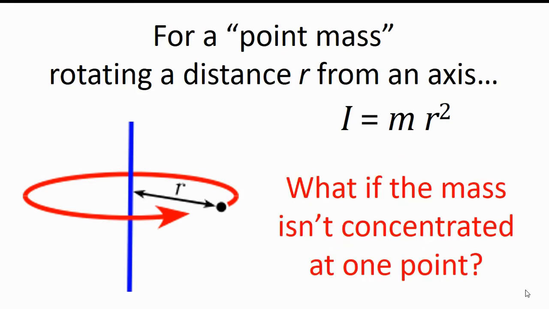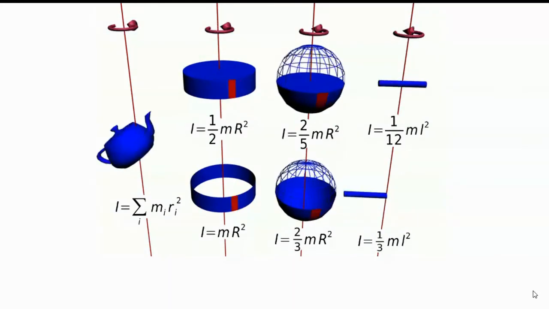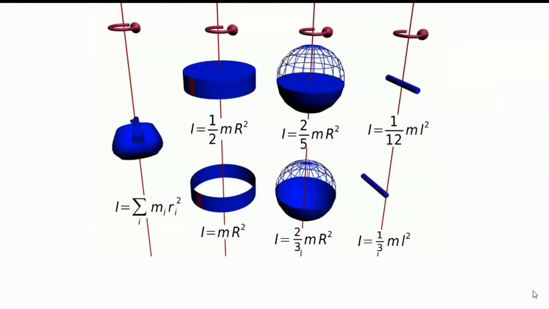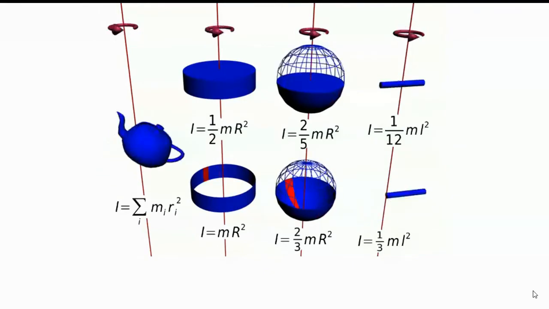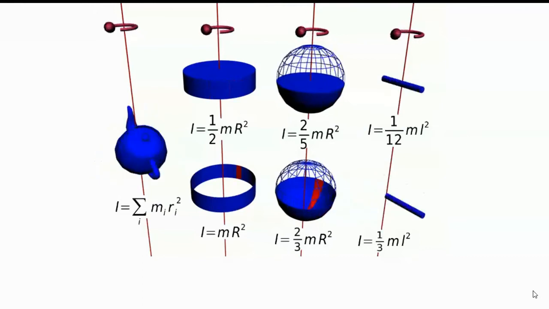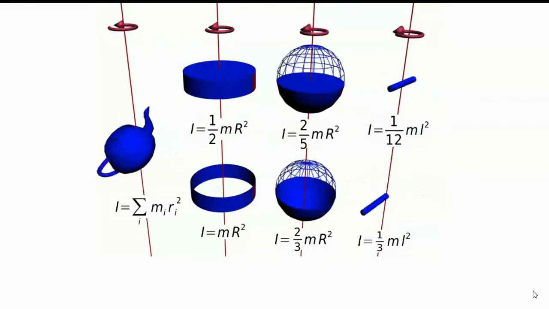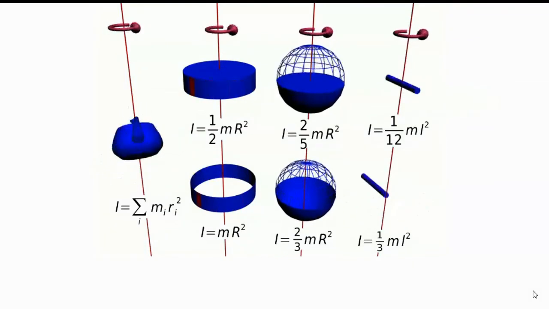What if the mass isn't concentrated at one point? What if it's a more complicated distribution of mass? What you see here are several differently shaped objects rotating around some sort of axis. The equation for the rotational inertia of each one is shown underneath. If you examine those equations, you notice a few things that they all have in common. All of the rotational inertias are equal to something, usually a fraction, multiplied by the mass times the radius squared.